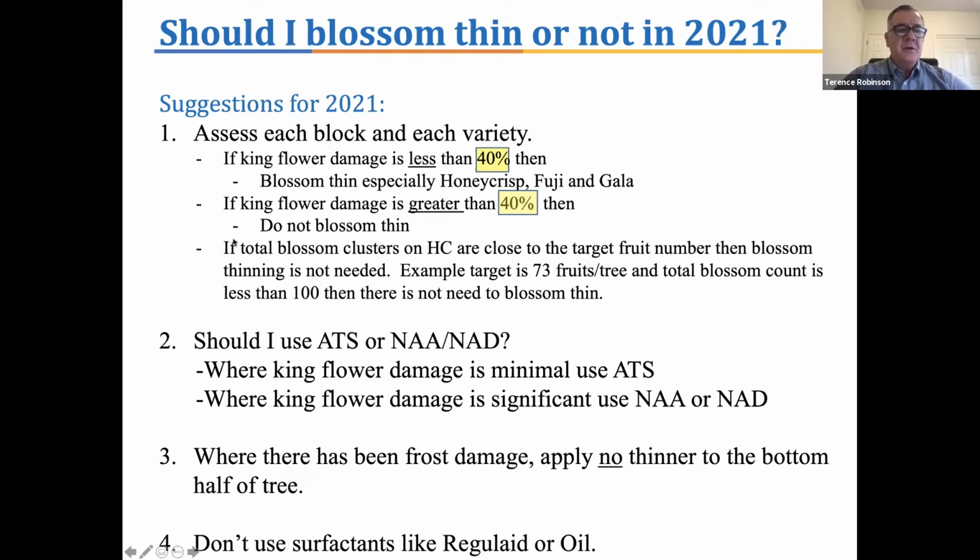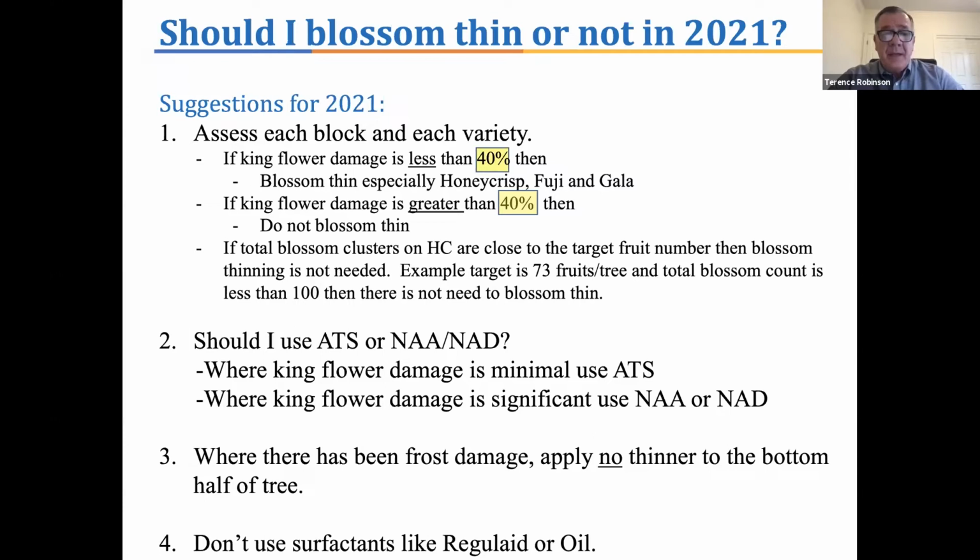I'd like to focus on this third point under bullet point number 1, and that concerns the total number of flower clusters on Honeycrisp trees. If you're already low on flower cluster numbers and you're close to the target, then blossom thinning is not needed this year. If we go to our example where we were trying to shoot for 73 fruits per tree, if you go count some trees and you're already at 100 or less, I don't think there's any need for blossom thinning. But if you're above 100, 120, 150, 180, 200, I think blossom thinning is still justified and can be very, very useful to you to avoid biennial bearing.